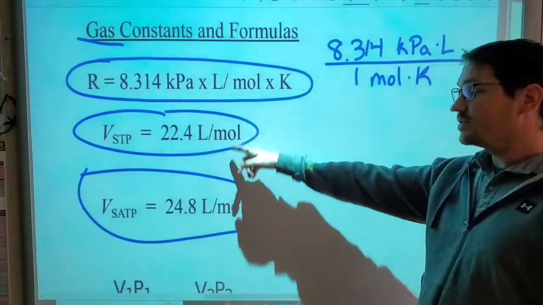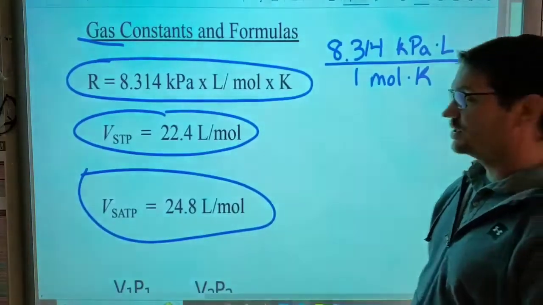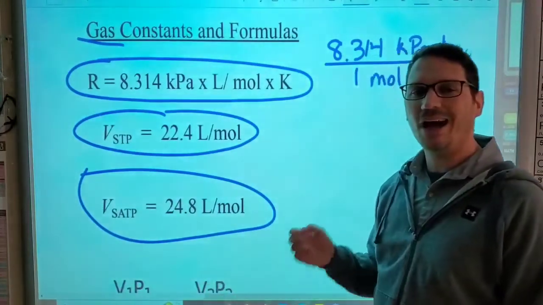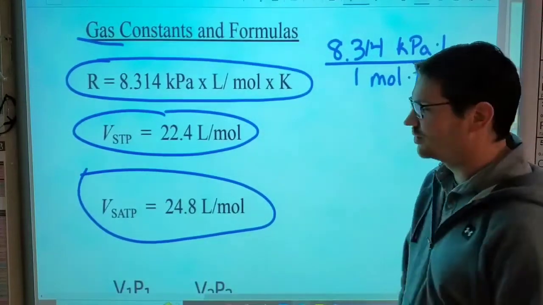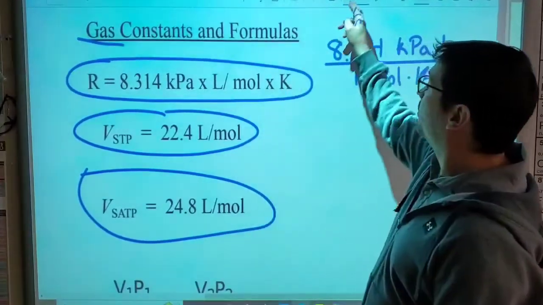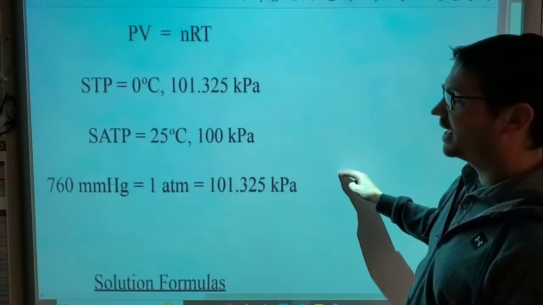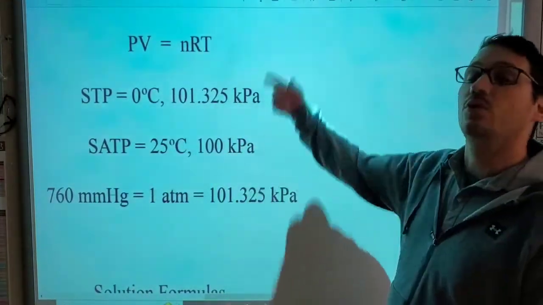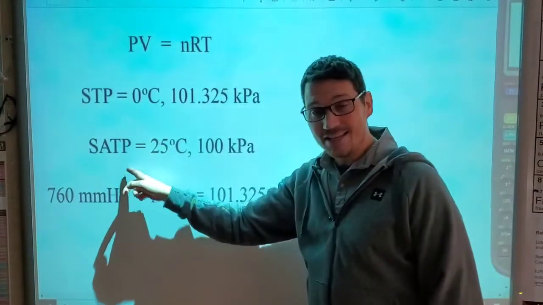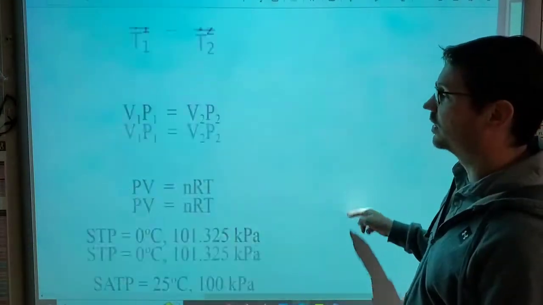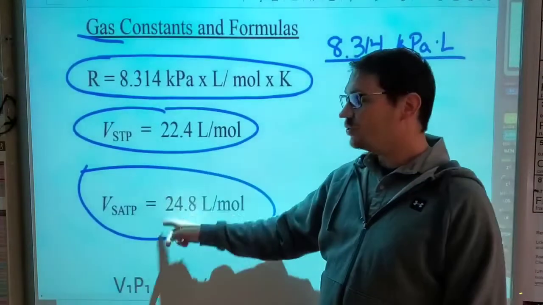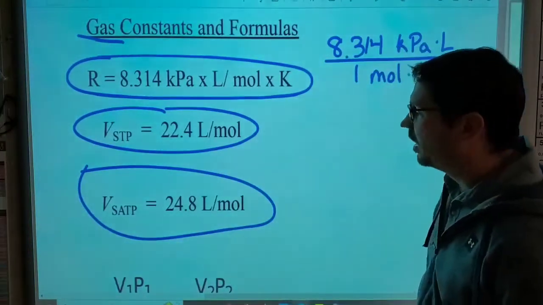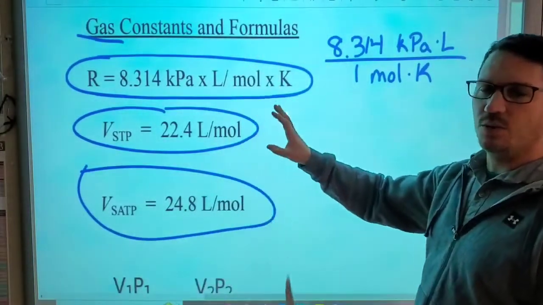A couple other values in here that we can only use under very specific conditions. So VSTP means the molar volume under STP conditions, standard temperature and pressure. I don't know if you remember, but I believe it's defined a little bit lower. Standard temperature and pressure is 0 degrees Celsius, 101.325 kilopascals. And then of course there's the other molar volume, which is SATP, which is 25 degrees Celsius and 100 kilopascals. So these two we can only use if we're using STP or SATP. But those are important values as well.